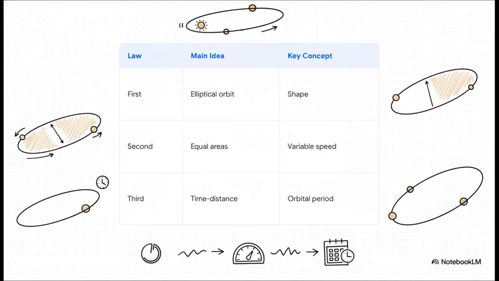To lock all this foundational knowledge in, here's a quick cheat sheet summarizing the 3 laws. First law, it's all about the elliptical orbit defining the shape. Second law, equal areas and equal time, defining the variable speed. Third law, the time-distance relationship, defining the orbital period. So you have shape, speed, and time, all beautifully and mathematically tied together.